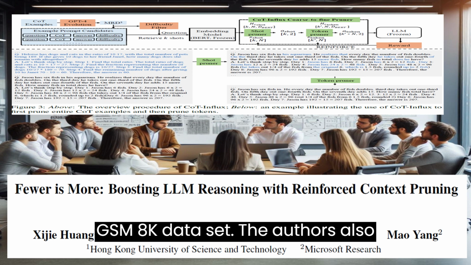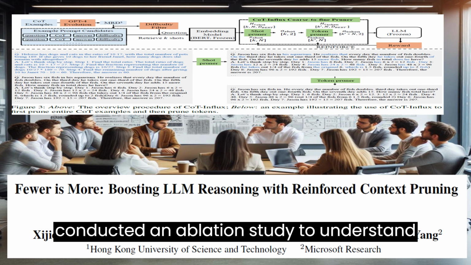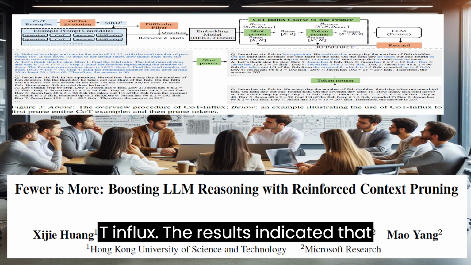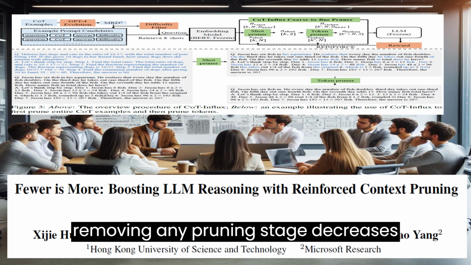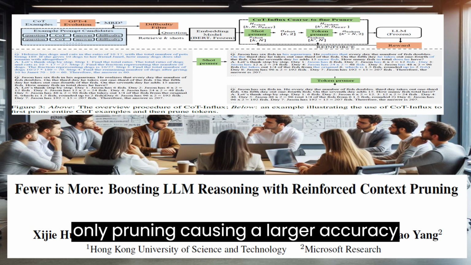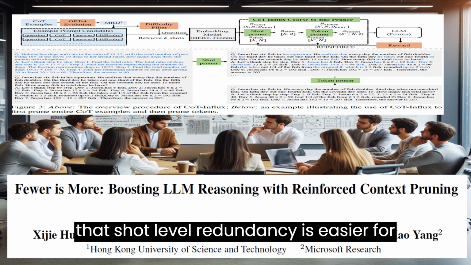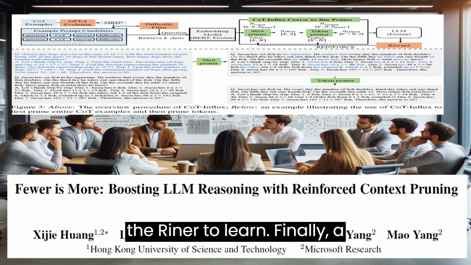The authors also conducted an ablation study to understand the contribution of each component of CoT influx. The results indicated that removing any pruning stage decreases performance, with the removal of token-only pruning causing a larger accuracy drop than shot-only pruning. This suggests that shot-level redundancy is easier for the pruner to learn.